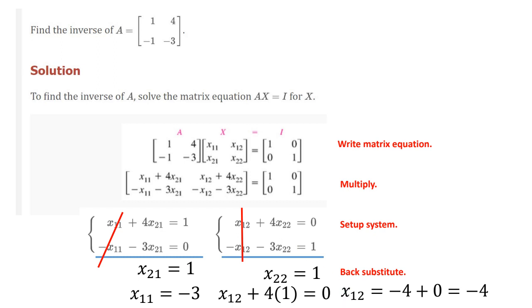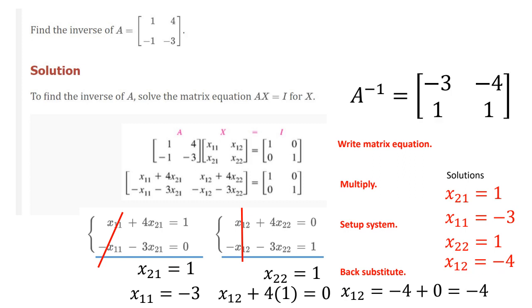So what happens is, we can get our solution. x21 was 1, x11 was negative 3, x22 was 1, and x12 was negative 4. If I plug that into a matrix, then this would be our inverse. So again, this system is very different, but what it does is it makes them into linear systems. And if you are comfortable with the chapter 7 methods, then that's all that it is.